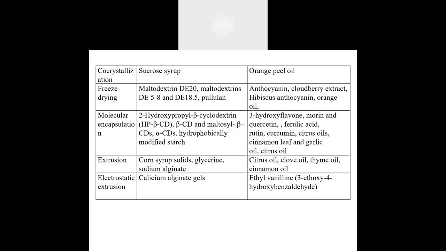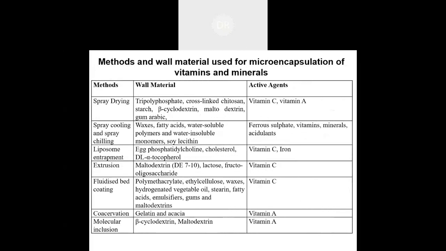Then the extrusion process can be used for the encapsulation of citrus oil, clove oil, cinnamon oil, and various spice oils, and for this, corn syrup solids can be used as the encapsulation material. Sodium alginate is also used as an encapsulating material. Then electrostatic extrusion is also used for the encapsulation of vanillin and ethyl vanillin, and calcium alginate is used as a wall material.